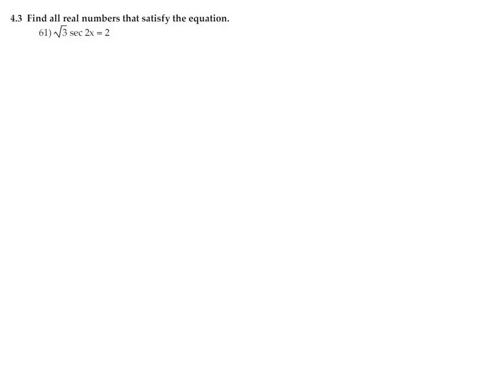And this is the review for section 4.3. Find all real numbers that satisfy the equation. This time we have secant, cosecant, and cotangent type of equations. But we do very much the same thing. We first solve for the function.